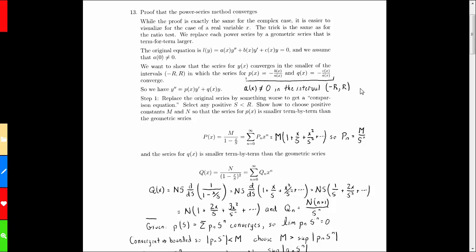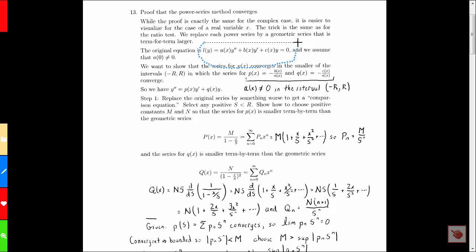I'm going to try to convince you that the power series method for solving second-order linear differential equations converges. So let's look at our typical equation. Our linear operator L of y is some function a of x times y double prime plus b of x times y prime plus c of x times y.